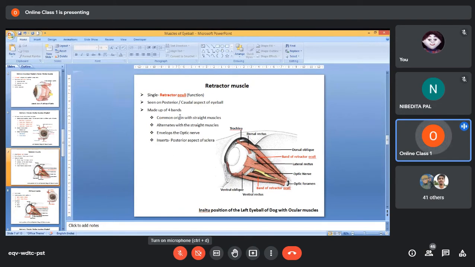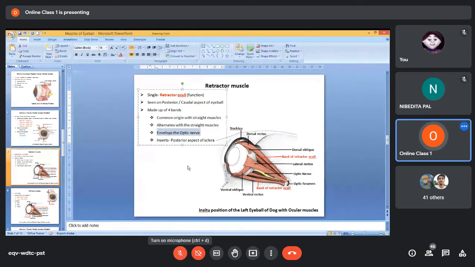Another characteristic of the retractor muscle is that it envelops the optic nerve. That means they encapsulate the optic nerve, or form a protective covering around it. Here you can see this yellow structure, that is the optic nerve. To locate the optic nerve, you will have to reflect the retractor muscles. Without reflecting or cutting the retractor muscle, you cannot locate the optic nerve.